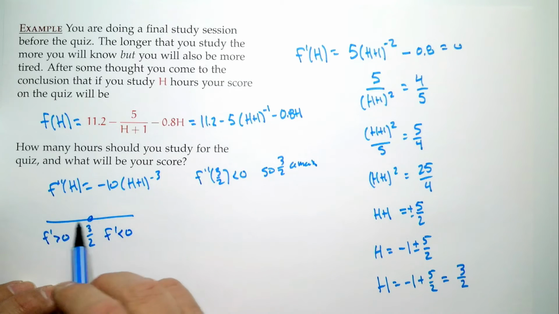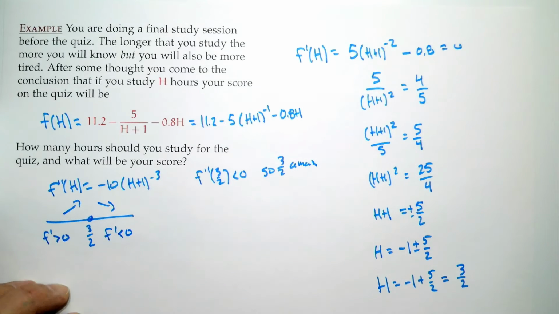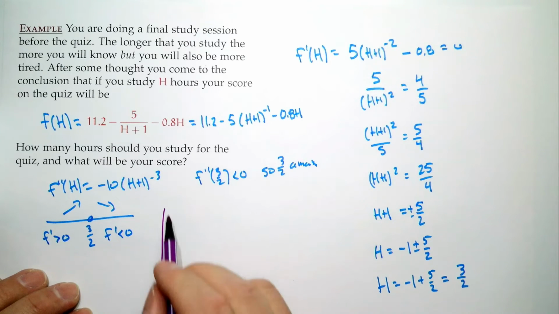So you're going up, then down, which means 3/2 is a max. You don't have to do both tests, but you should be ready to do one of the tests to do your justification. Not all questions ask for justification, but I want you to be ready for it in case it does.